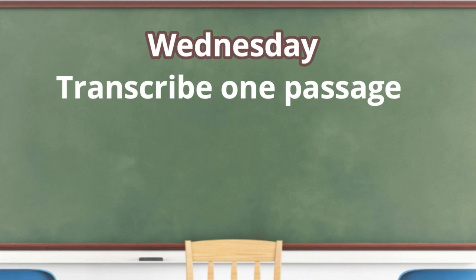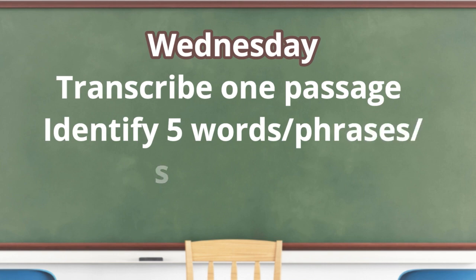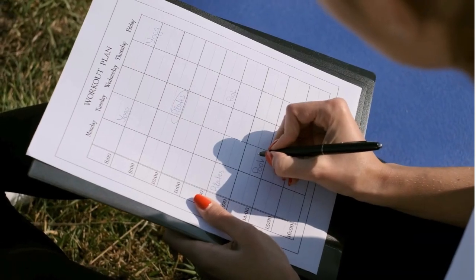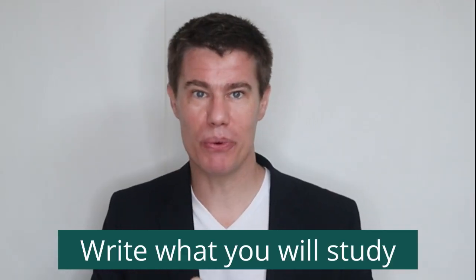Wednesday, transcribe one passage from test 13. Identify 5 words, phrases, or sentences that you have trouble understanding, and so on. By planning your listening practice, you are consciously putting effort into winning, which means that you are more likely to succeed if it's written down rather than passively trying to achieve it. At the start of each week, create your weekly schedule. Write down what you will study, and that focus will help you improve much faster.